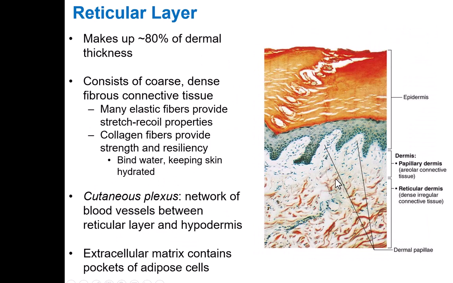Underneath that is the reticular layer. This looks like that marbled meat tissue I talked about in the connective tissue lecture. That's because the reticular part of the dermis is made up of dense irregular connective tissue. That's where you're going to see a lot of the blood supply, the hair follicles, and things like that.